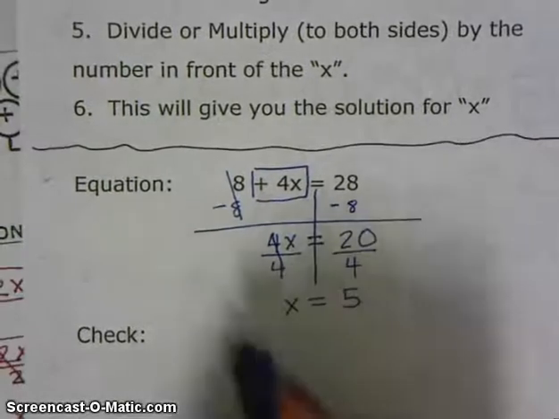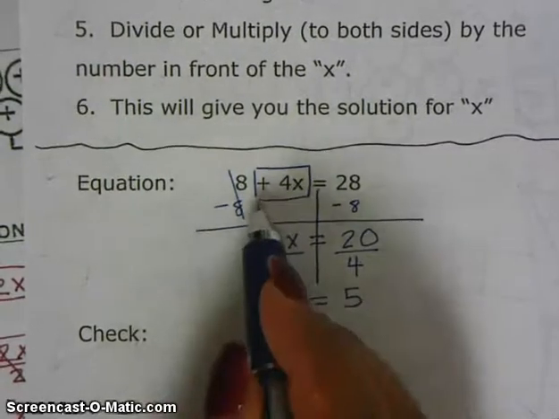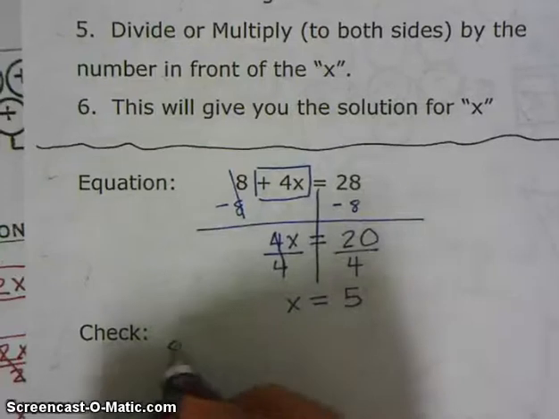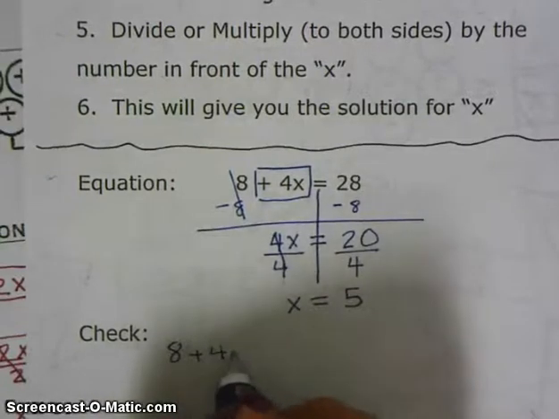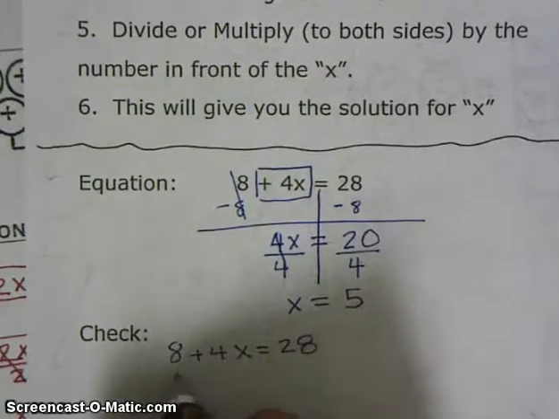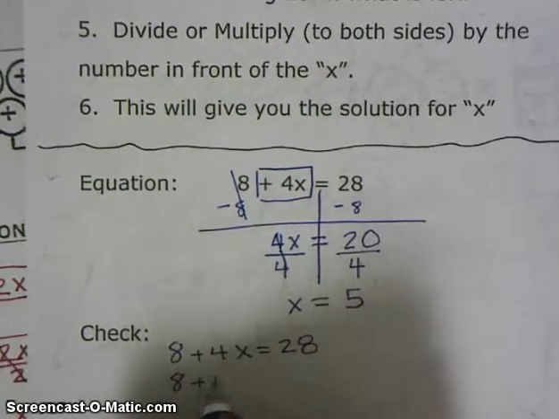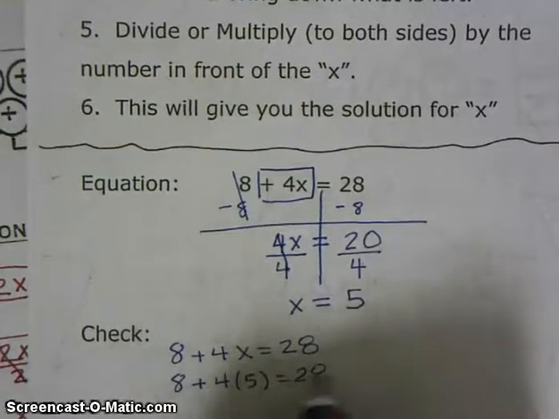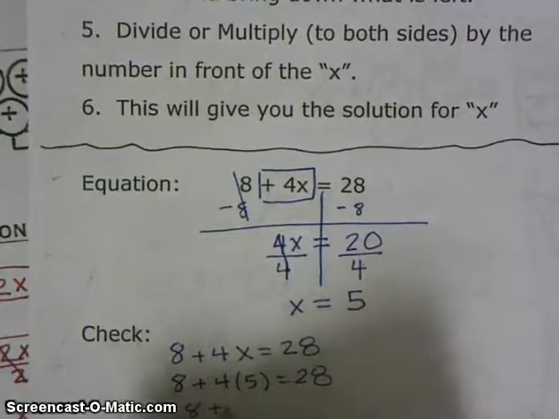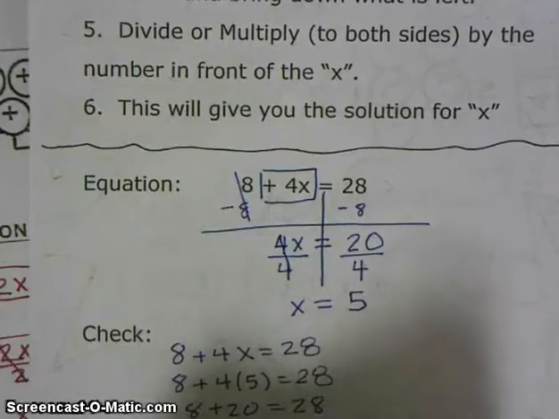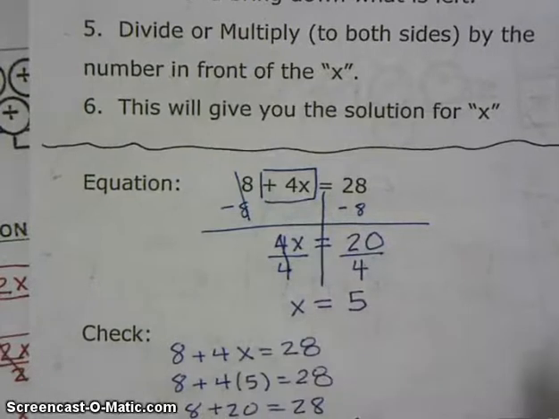So when I check, I'm going to follow the same steps as I did with the one step. I'm going to substitute the 5 into the equation. So I'm going to start with the equation. It was 8 plus 4x equals 28. I'm going to substitute the 5 for x. So I have 8 plus 4 times 5 equals 28. 8 plus 20 equals 28. And then I see that 28 on the left is going to equal the 28 on the right, so I know my solution is true.